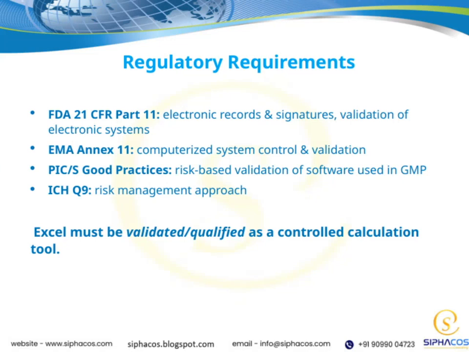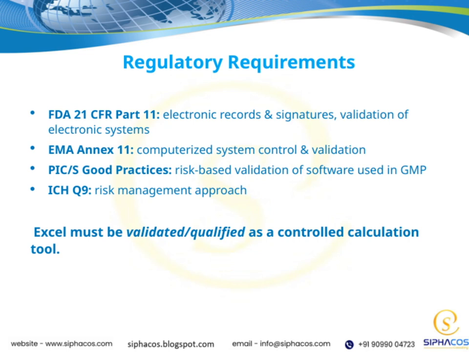When it comes to regulatory requirements, there are several key standards we need to keep in mind. First, there's FDA 21 CFR Part 11, which focuses on electronic records and signatures, as well as the validation of electronic systems. This ensures that electronic data is trustworthy, reliable, and equivalent to paper records. Then, we have EMA Annex 11, which emphasizes the control and validation of computerized systems used in pharmaceutical manufacturing. It's about maintaining strict oversight and ensuring systems are validated appropriately.